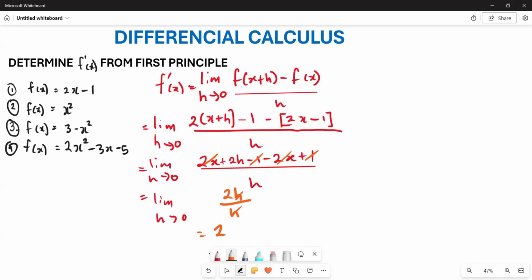Okay. Now, hopefully this makes sense. Let's look at the second one and see what you can do in this one, right? Let's see.